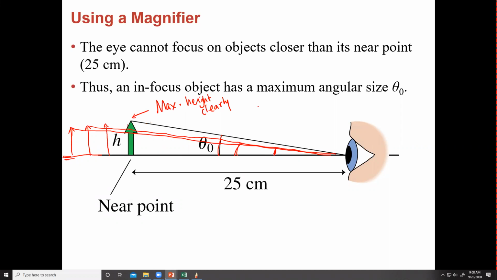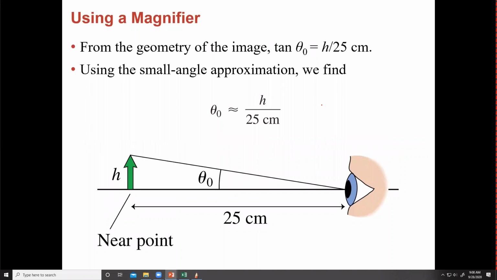And the angle corresponding to that is called maximum angular size. Oops, it's hard to draw a straight line. So, okay, this is the maximum angle that we can see clearly. Now, look at this triangle. If I take the tan theta of that right triangle, tan theta would be the ratio of this opposite height over this base, which is 25 centimeters, the near point of our eyes.